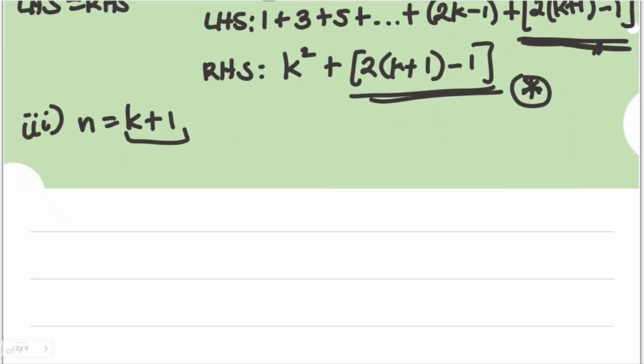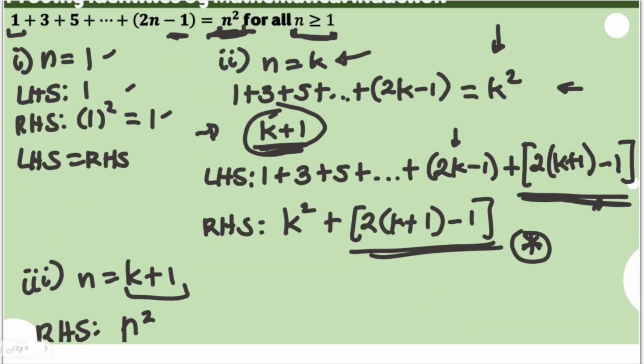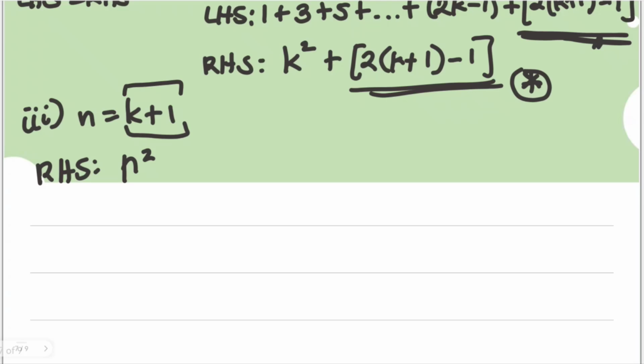So this is our right-hand side. Instead of n squared, as described by the identity, we are going to change n by k plus 1. So what happens then is you will have here, instead of k squared, the square of k plus 1. Okay? So it's as simple as that.